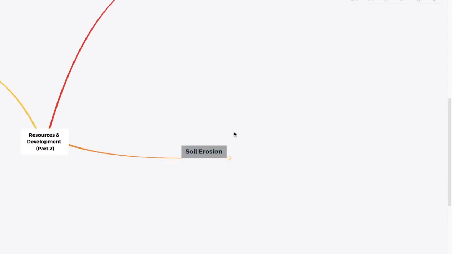Now let's talk about soil erosion. What is soil erosion? Basically, it's the wearing of the top layer of the soil by natural physical forces. And what are these forces? What are these factors? Wind and water. I repeat that again. What is soil erosion? Basically, it's washing away of the top layer of the soil by natural or physical forces. And what are these forces or factors? Wind and water are the major factors in soil erosion.